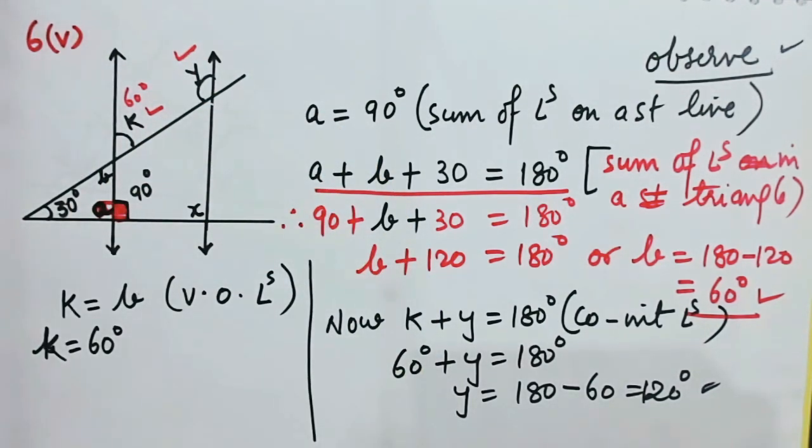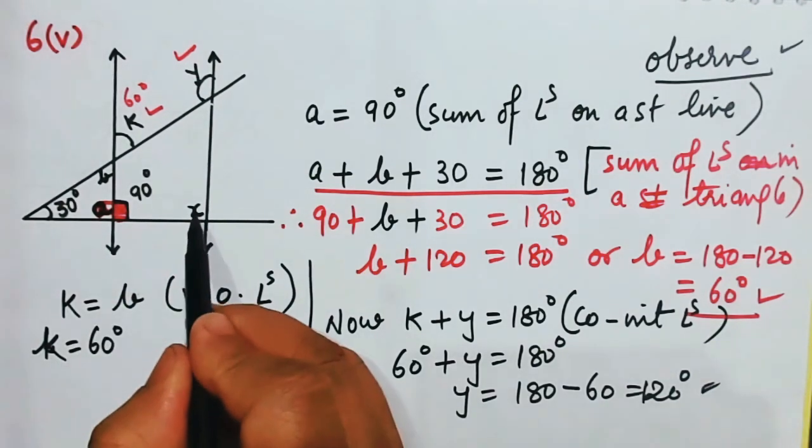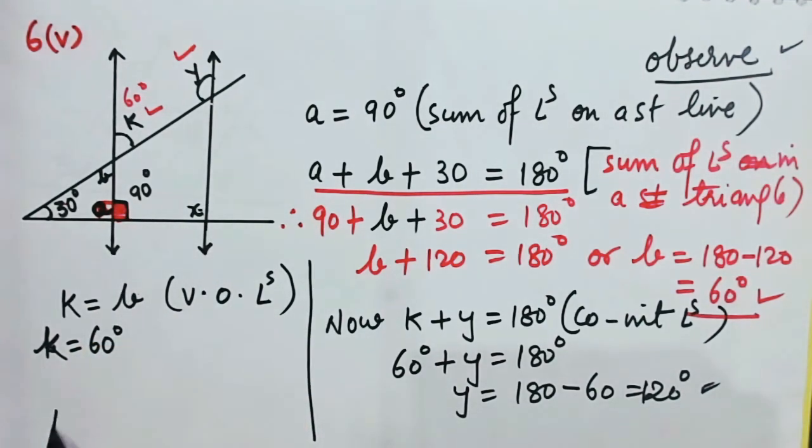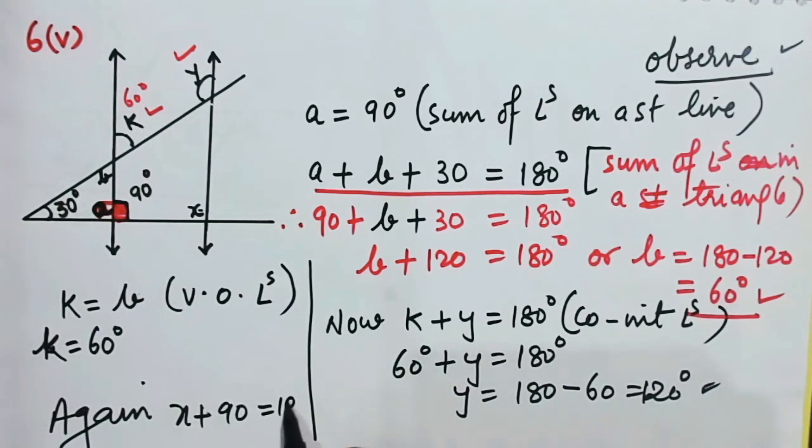Now, what about this x? Here also I find that x plus 90 is equal to 180 degrees, and the reason for that is they are co-interior angles.